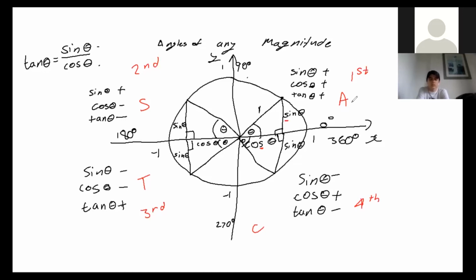And the way you remember this is you go all stations to central. All stations to central. So you go all the way around, and then it's A for all, S for sine, T for tan, C for cos. Does that make sense? Yeah. Now, can I get you to just draw this diagram first?